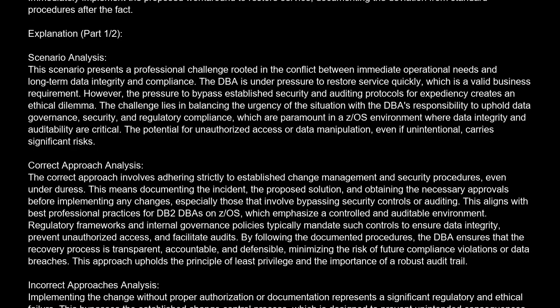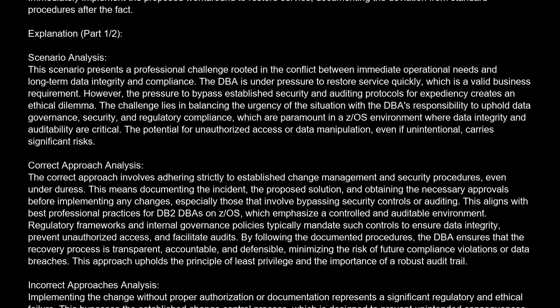Explanation. Scenario analysis. This scenario presents a professional challenge rooted in the conflict between immediate operational needs and long-term data integrity and compliance. The DBA is under pressure to restore service quickly, which is a valid business requirement. However, the pressure to bypass established security and auditing protocols for expediency creates an ethical dilemma. The challenge lies in balancing the urgency of the situation with the DBA's responsibility to uphold data governance, security, and regulatory compliance, which are paramount in a z/OS environment where data integrity and auditability are critical. The potential for unauthorized access or data manipulation, even if unintentional, carries significant risks.